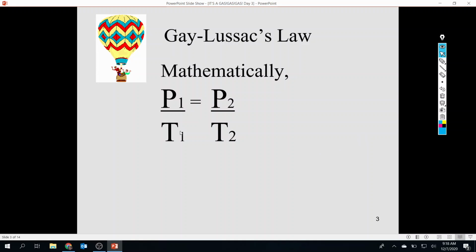Mathematically, we're going to say P1 over T1 equals P2 over T2. And that's going to be our pressure in atmospheres and our temperature in Kelvin. As long as you know 3 out of the 4, so when you see something written in atmospheres, that is going to be pressure, and when you see temperature, probably in degrees Celsius, just add 273 to change it to Kelvin.